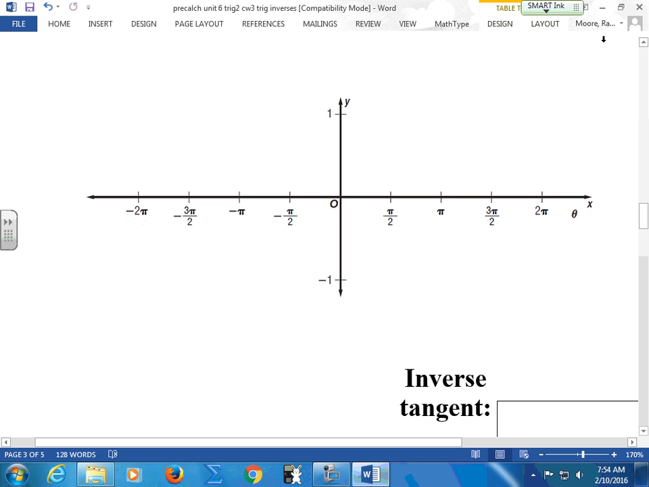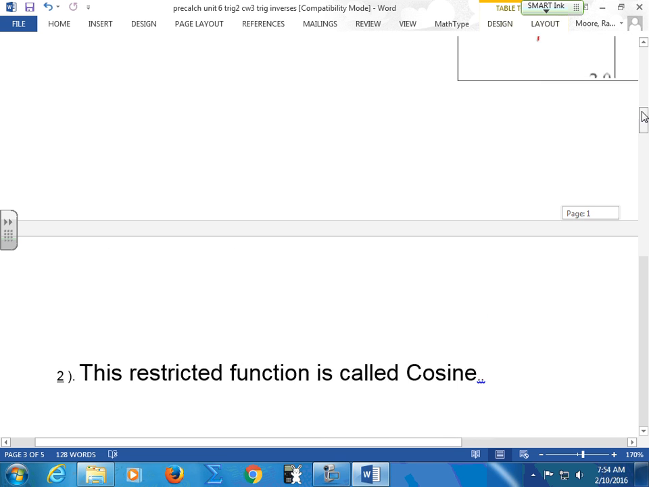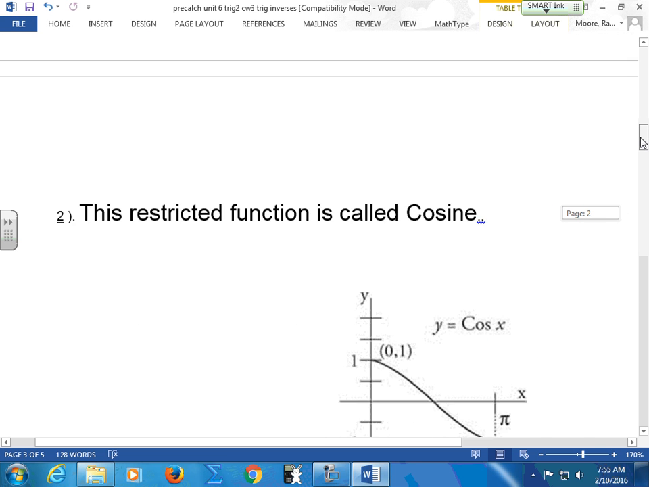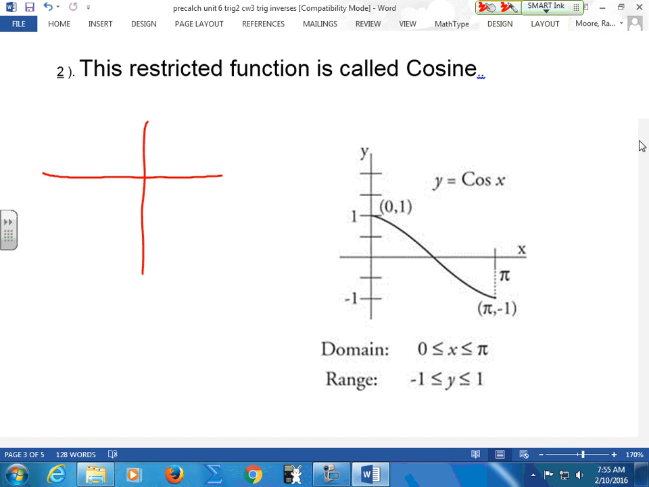I have a feeling cosine's going to give us a tough time. Ah, no, not really. Okay, so let's do your cosine curve. What would you say? So here's my cosine curve.